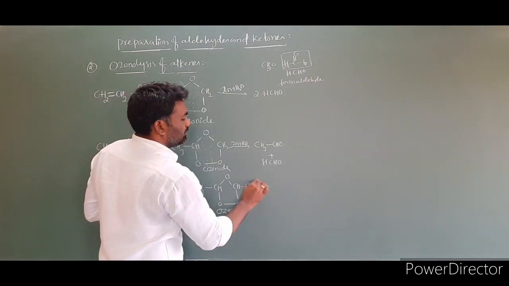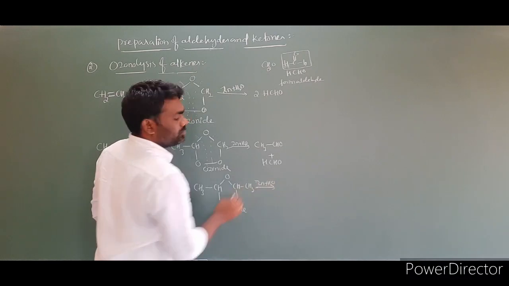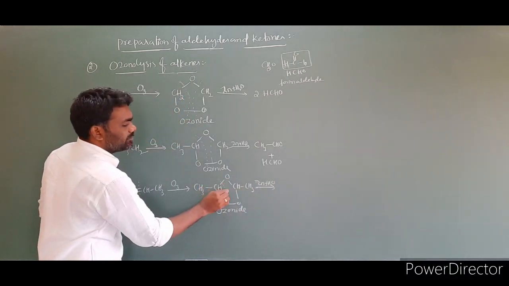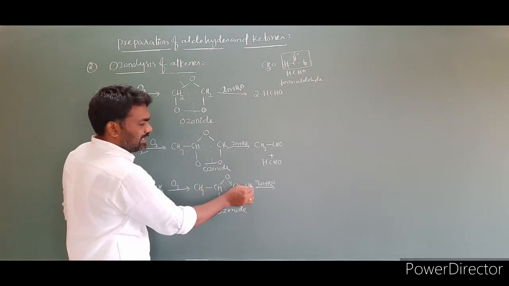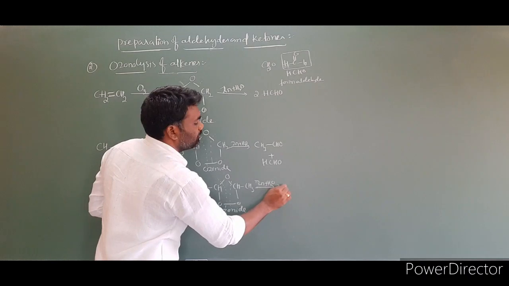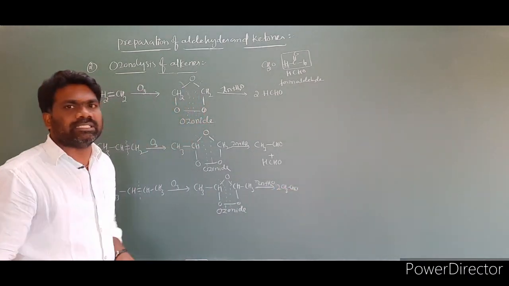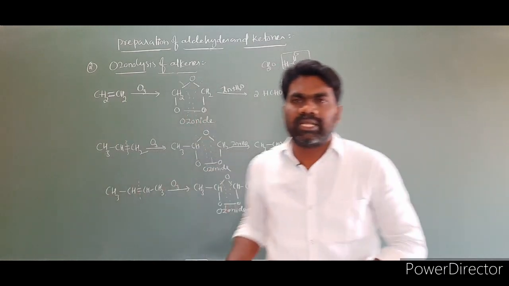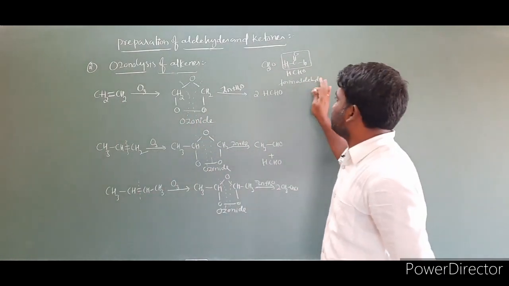Then we have to treat with Zn plus H2O. So what is the breaking? This one is breaking, this one is breaking. CH3CHO, CH3CHO. Then the product is two molecules of CH3CHO. So by this method we are able to prepare aldehydes. These are the aldehydes. Now let us look at some examples for the ketones.